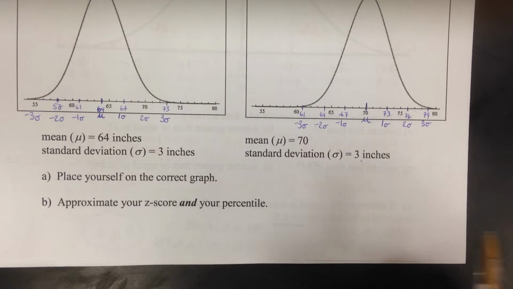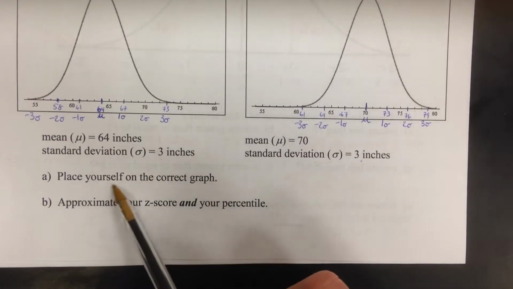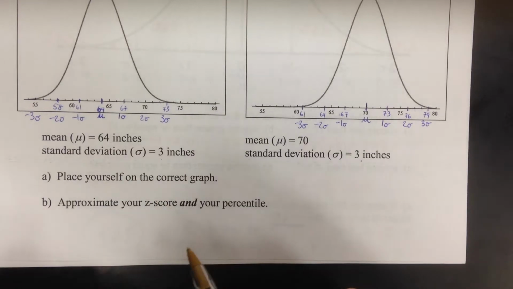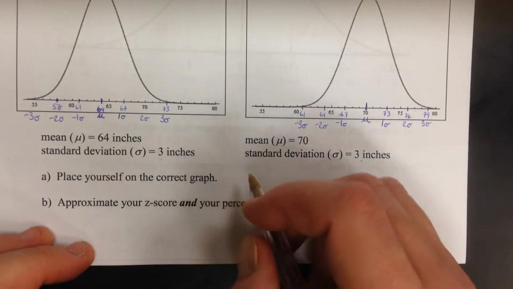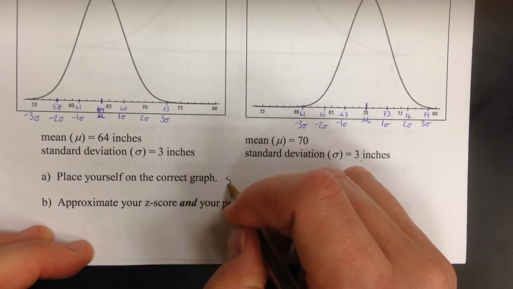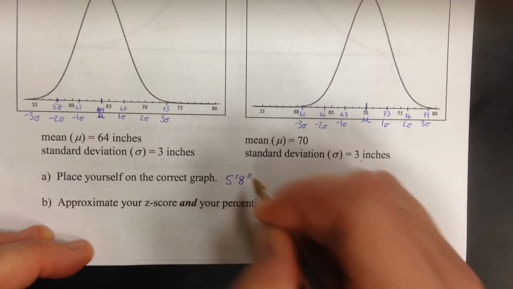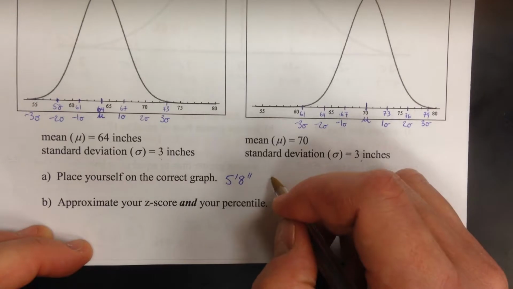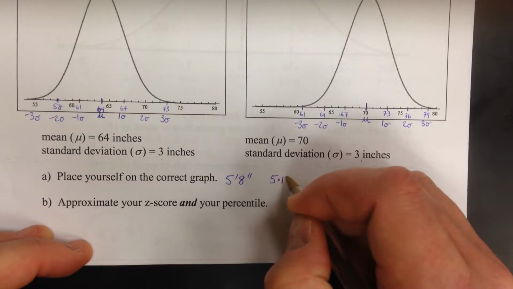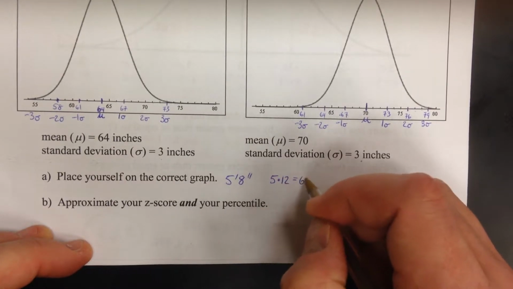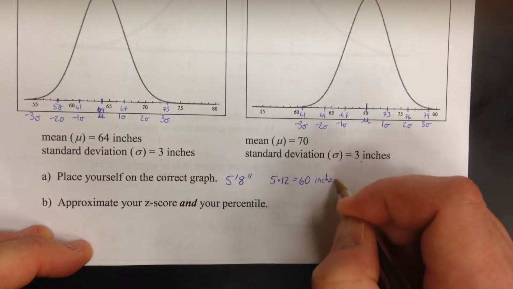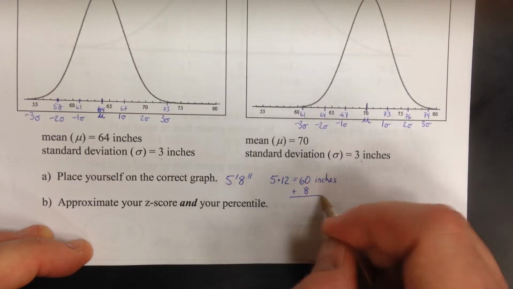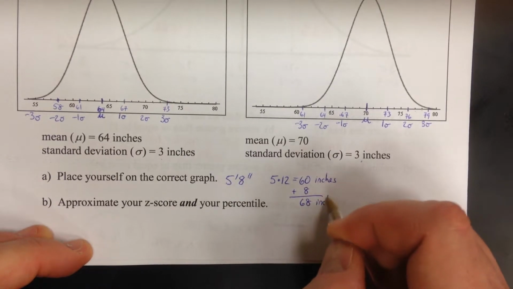So what I want you to do here is place yourself on the correct graph. Let's say, for example, now I'm going to do this for both men and women. Let's say that the height is 5 feet 8 inches. Now we know that there are 12 inches in a foot. So 5 feet times 12 is 60 inches. But if you're 5 feet 8, that means you're 60 plus 8. So your height would be 68 inches.